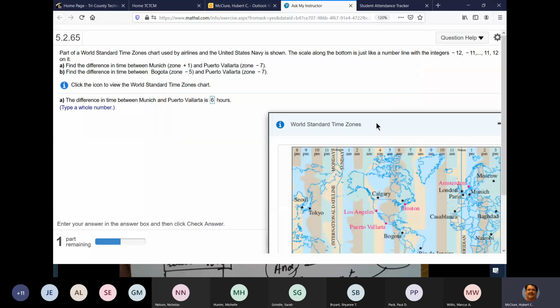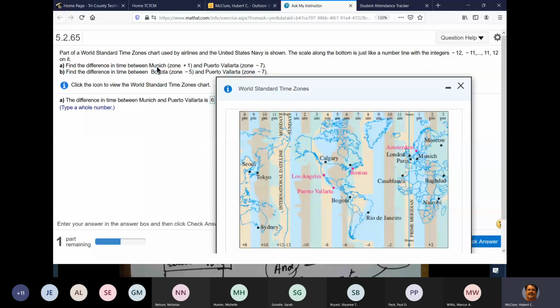Find the difference in time zones between Munich. Munich's in Germany, so Munich is going to be over here. Between Munich and Puerto Vallarta. I can't pronounce it. I'm not a Renaissance man. All right, so -7 is right here. Somewhere right in here. There it is, -7. So -7, and that's 1.